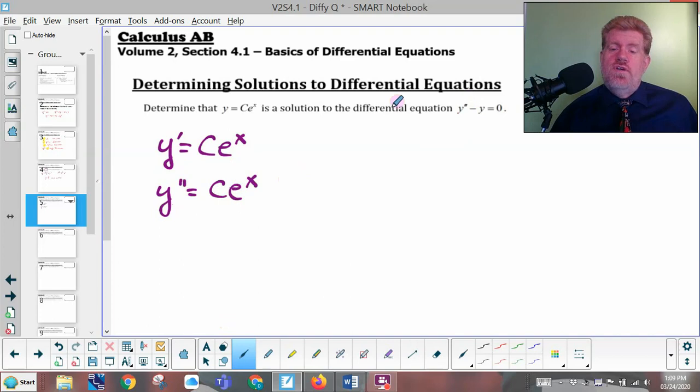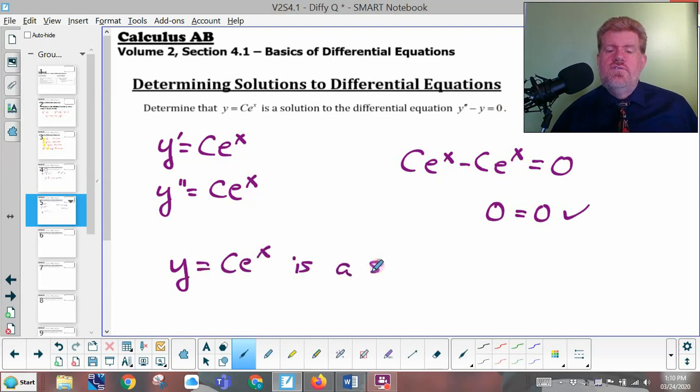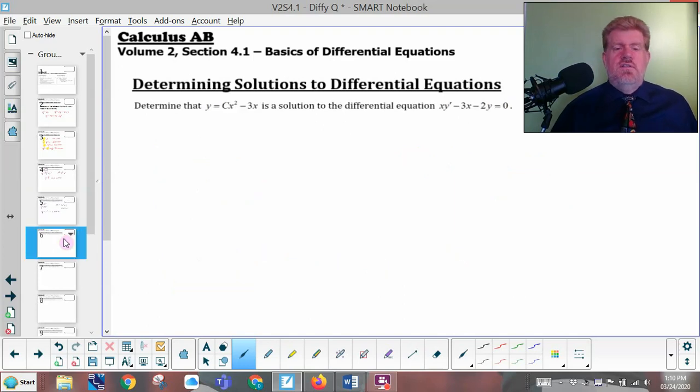Y double prime we know equals ce to the x, minus y, which we know equals ce to the x. And that's a true statement, because ce to the x minus ce to the x does indeed equal 0. That's true. So y equals ce to the x is a solution. All right, not so bad. Let's take a look at this one.